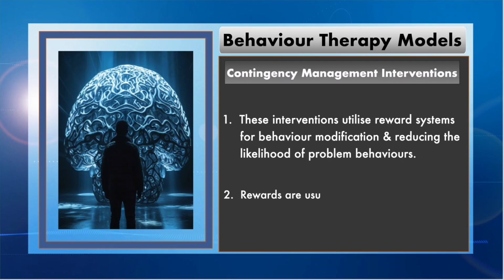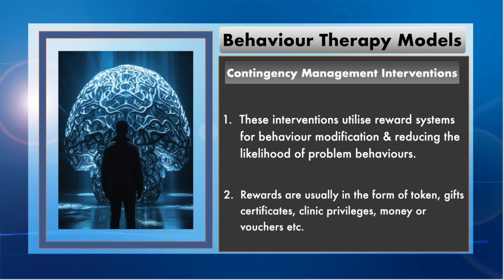Another one is contingency management interventions. These interventions utilize a reward system for behavior modification and reducing the likelihood of problem behaviors, as in the case of substance use. Rewards are usually in the form of tokens, gifts, certificates or clinic privileges, money or vouchers, etc. Generally stars are given to primary school children.